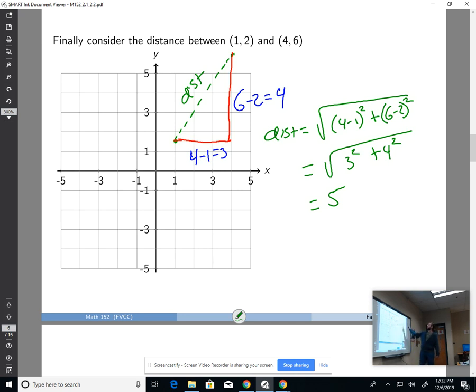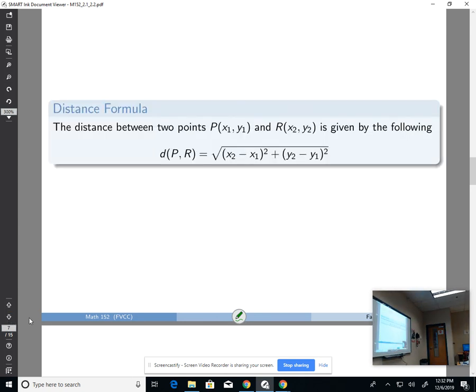This gives us our distance formula in general: the square root of the difference of the x's squared plus the difference of the y's squared, but all under the square root. Let's be clear about that. And we can see our distance formula right here. Again, it's the difference of the x's squared plus the difference of the y's squared, and you take the square root of the whole thing.